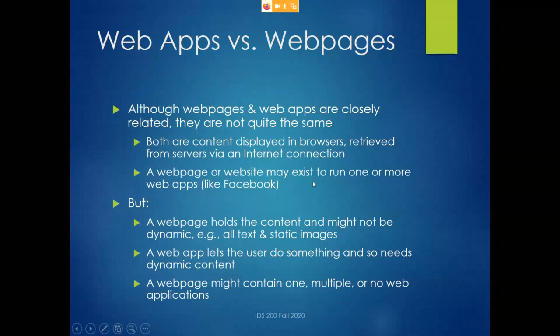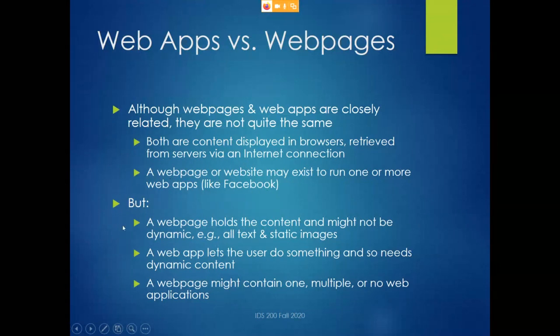So, for example, you go to facebook.com, there's a bunch of apps that are accessible there, right? There's the instant messenger, there's photo upload, there's whatever games and random quizzes and whatever else you're doing on Facebook. All those things exist there. So Facebook, although it's a website, it's also a platform for a bunch of different web apps.